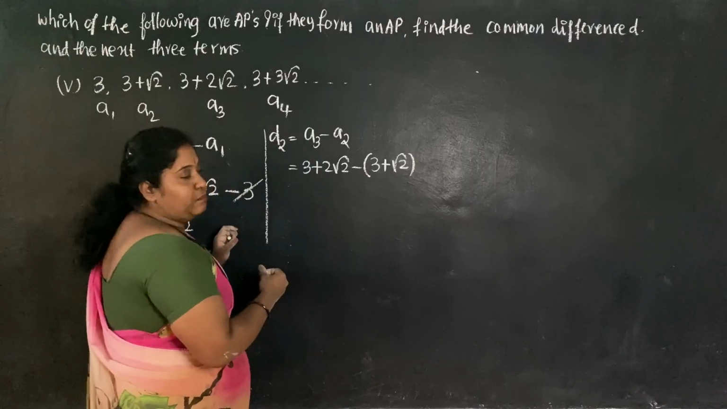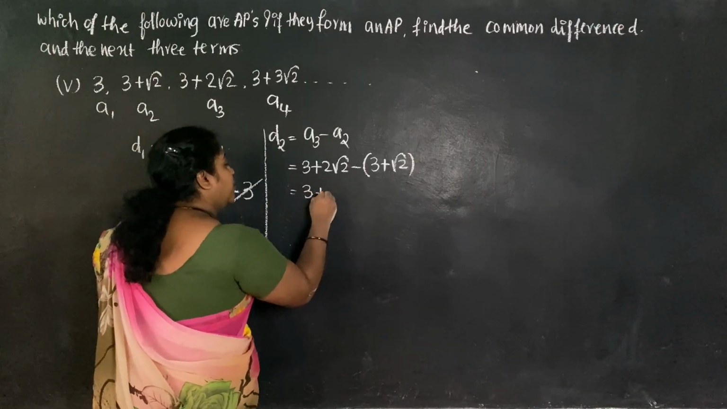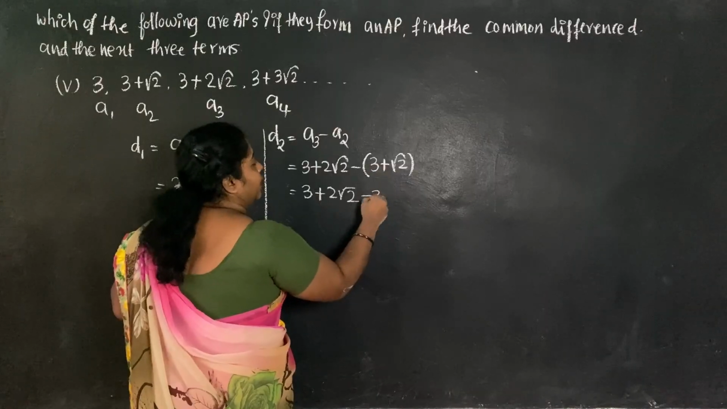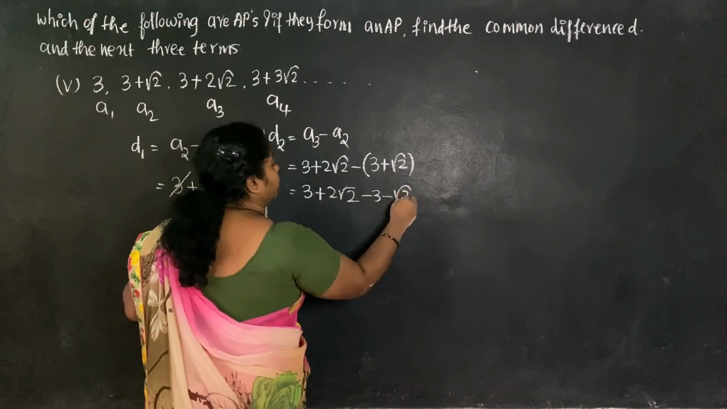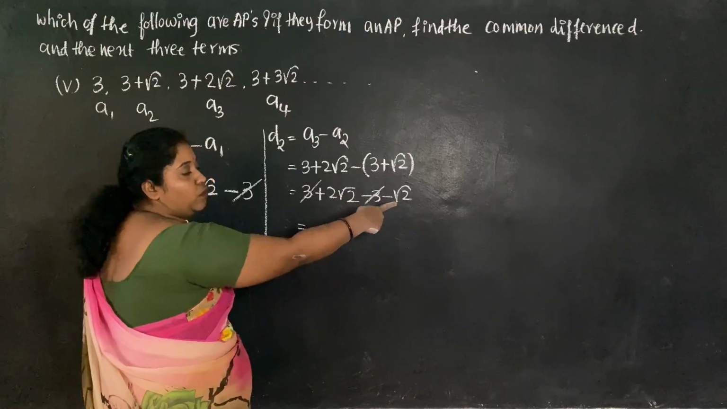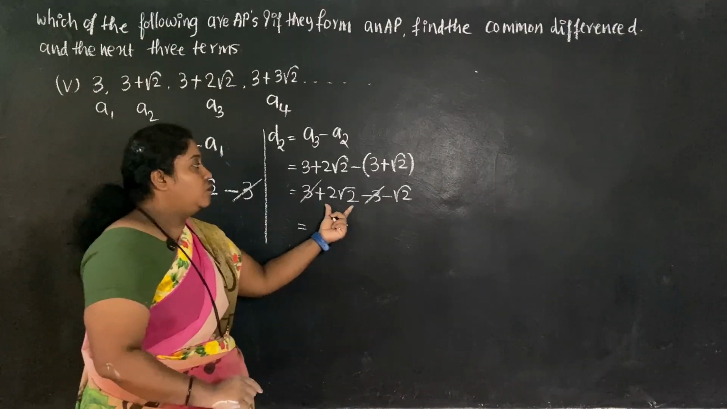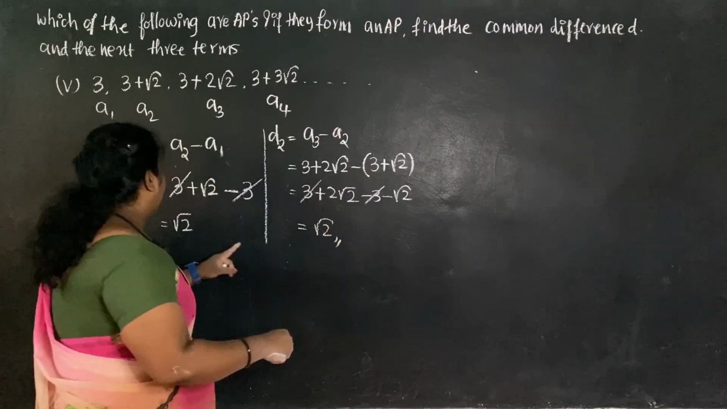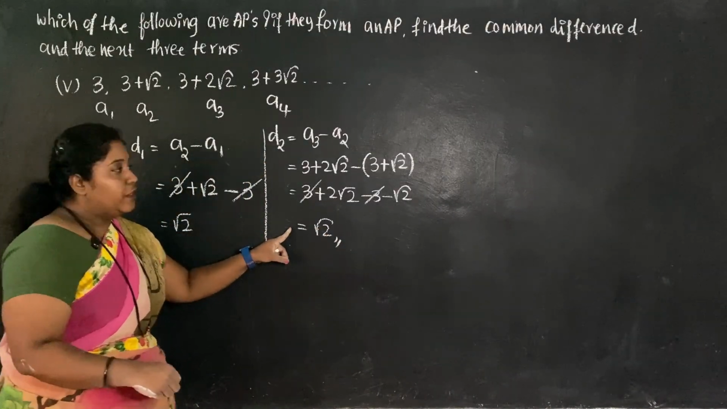Okay, let me simplify this. See here, 3 plus 2 root 2 minus 3, minus into plus minus root 2. See, 3 minus 3 got cancelled. 2 root 2 minus root 2. So 2 root 2 minus root 2 is going to give me 1 root 2. Again I got D2 also as root 2.